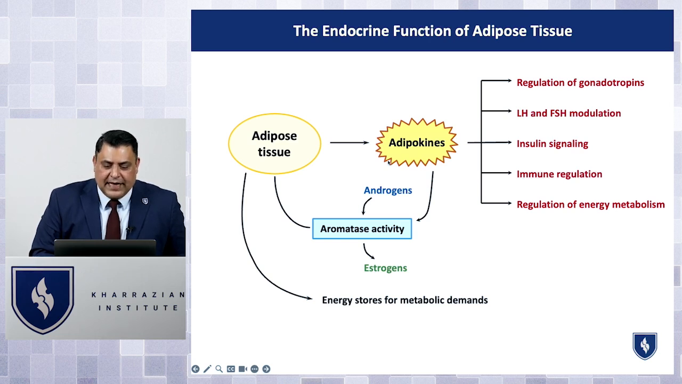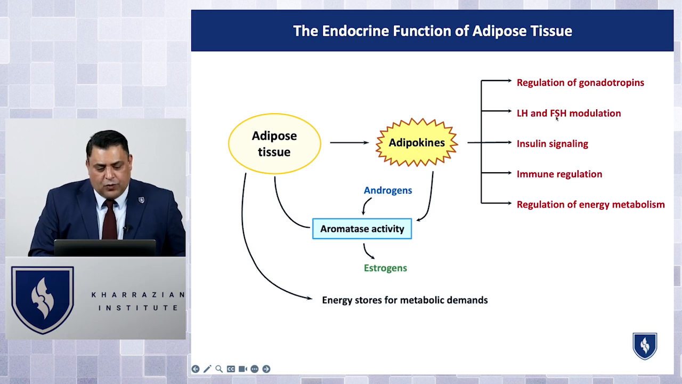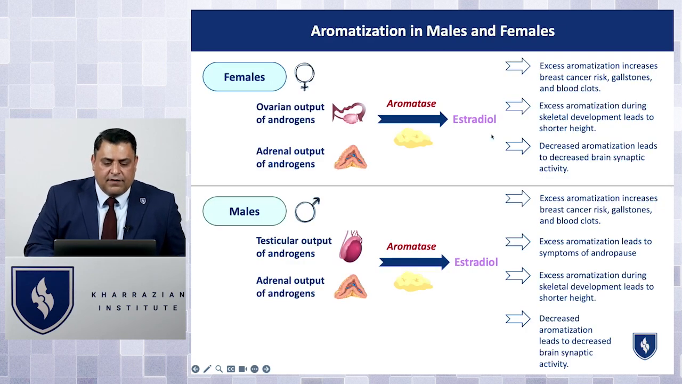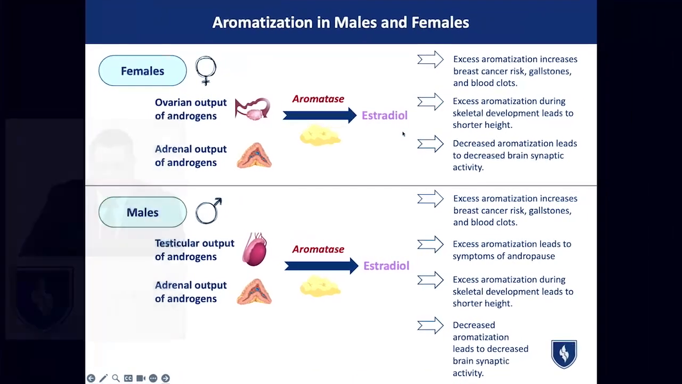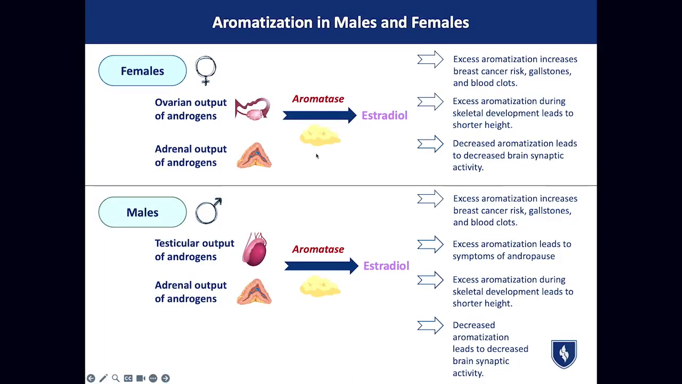And then adipose tissue releases different adipokines, which we'll go over in a list. But they basically regulate gonadotropins, FSH, LH, insulin signaling, immune modulation, and energy metabolism throughout the body. So they play this endocrine-related role in maintaining balance of male and female hormones. So this is a diagram where we have females on top and males on the bottom, specifically related to aromatization. So let's talk about aromatization. In females, there's ovarian output of androgens, there's adrenal output of androgens that gets converted in body fat into estradiol. And that's a normal process, right?